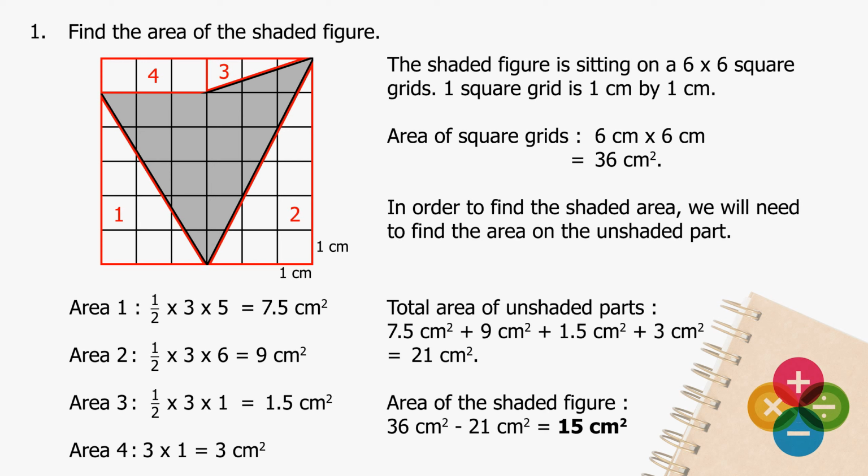The total area of unshaded parts will be add 7.5 square centimeters to 9 square centimeters, to 1.5 square centimeters, and to 3 square centimeters, and the sum is 21 square centimeters. The area of the shaded figure will be subtract 21 square centimeters from 36 square centimeters, and the difference is 15 square centimeters. The area of the shaded figure is 15 square centimeters.